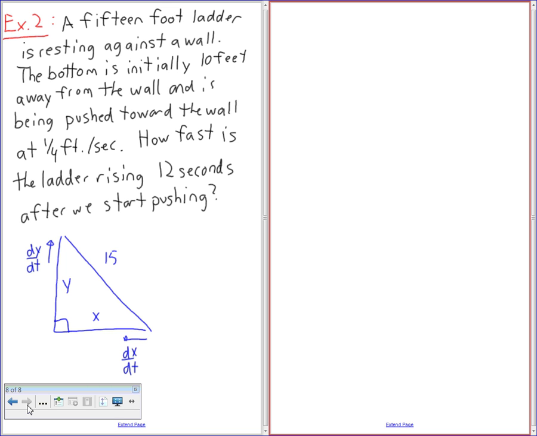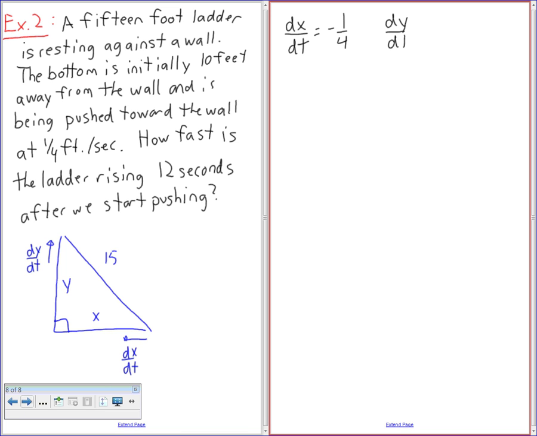I'm going to say dx by dt, I'm going to call it negative 1/4, because it's going to the left. Okay. What are we actually looking for? What else are we looking for here? Right, dy by dt.